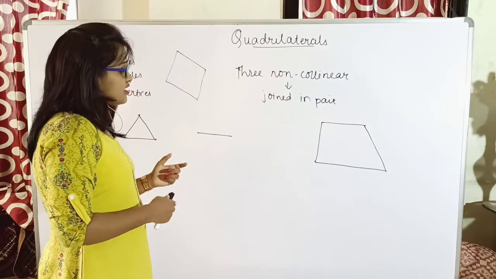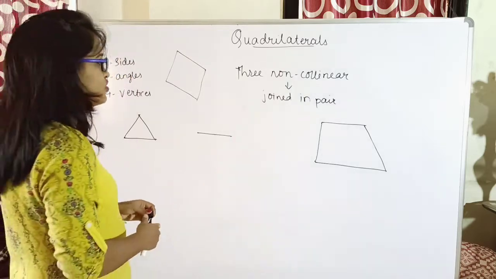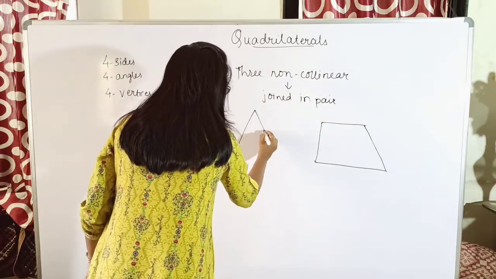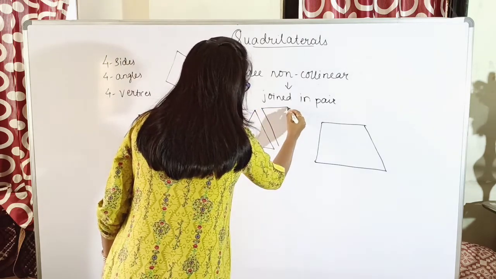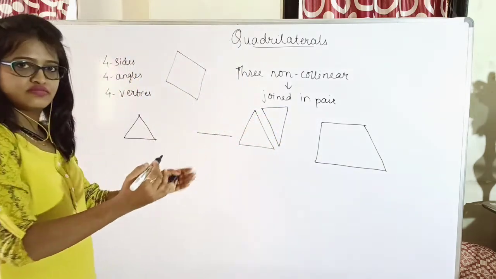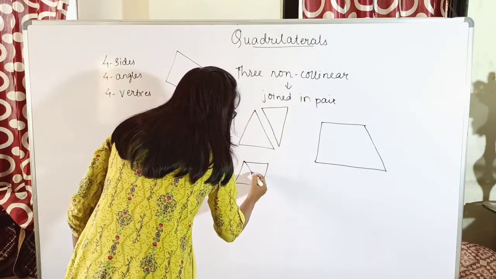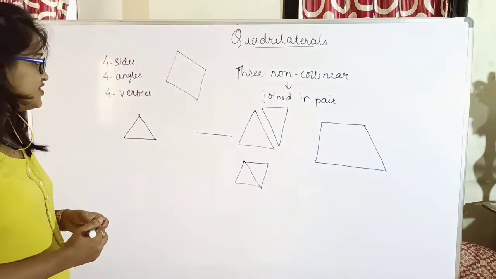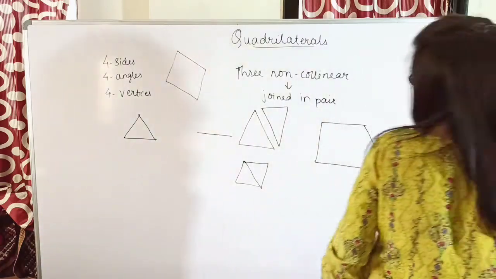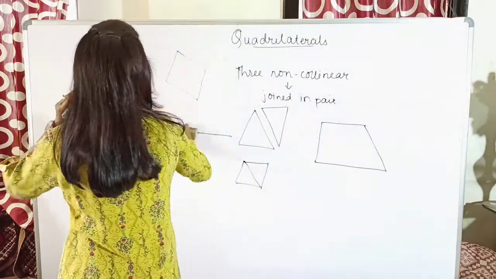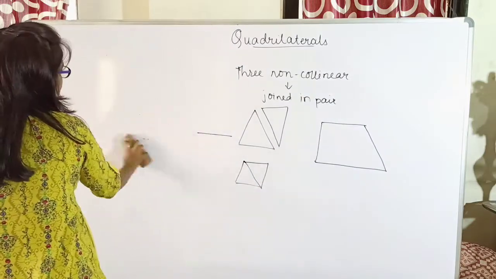Yes. Another thing we could also say is that when you are joining two triangles, the figure you are getting is also a quadrilateral. Suppose I am taking a triangle like this and another triangle like this, and if I join these two triangles, what figure do I obtain? I obtain a quadrilateral. Okay, so these are three definitions of a quadrilateral: the polygon having four sides, the three non-collinear points joined in pairs, or when two triangles are joined together, the figure you get is a quadrilateral.